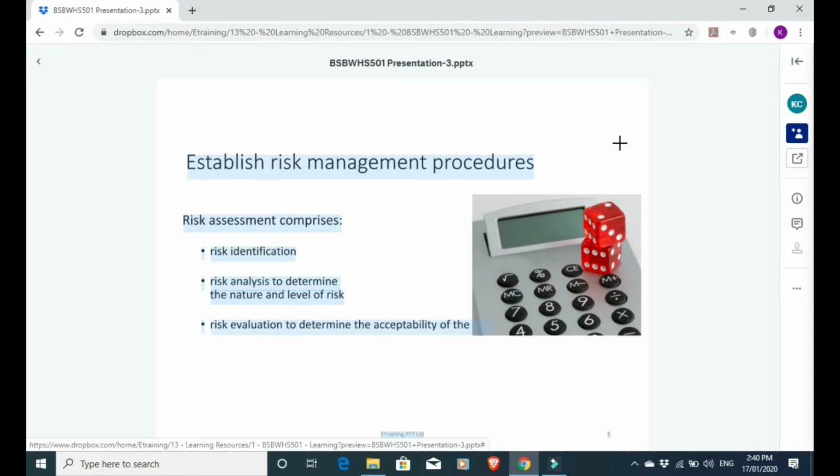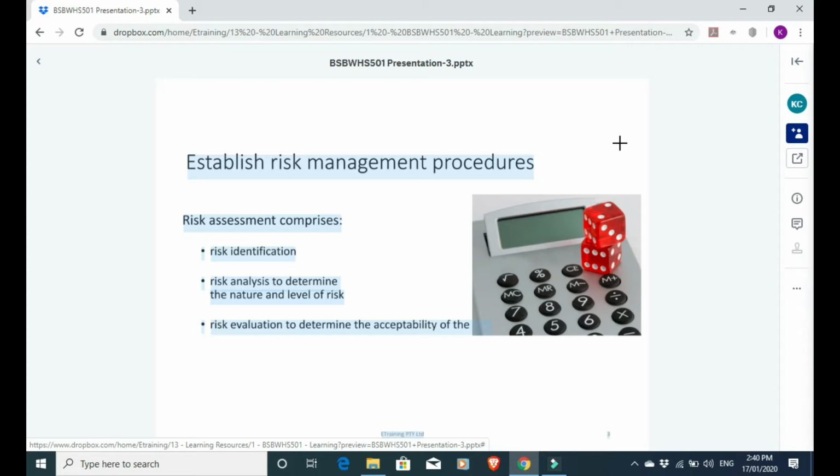So first thing we're going to look at: how do we establish risk management procedures? The first thing is risk identification. You need to identify the risks in that workplace, maybe a construction place, could be a factory, manufacturing or warehousing. Identify what the risks are there. Then you've got to analyze those risks to determine the level and nature of risk. Could be very extreme risks, could be very low risks.